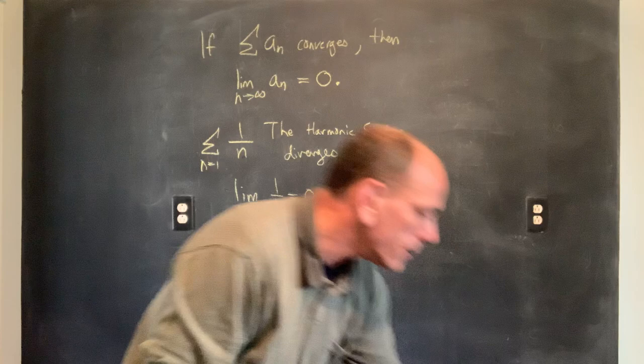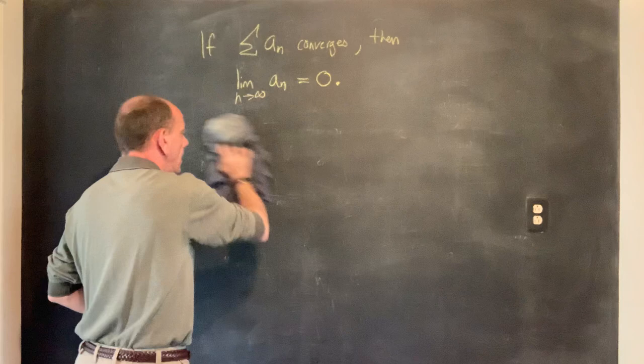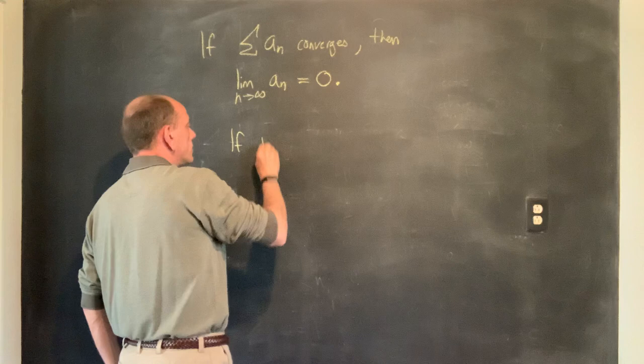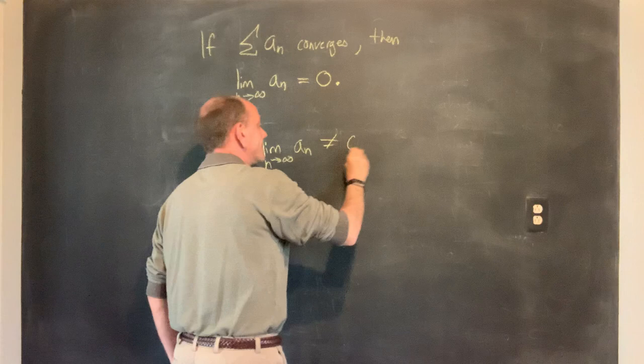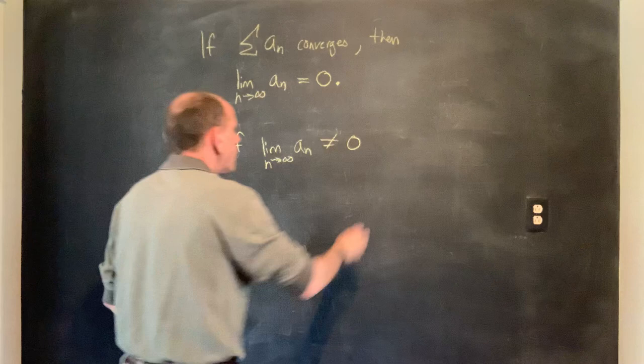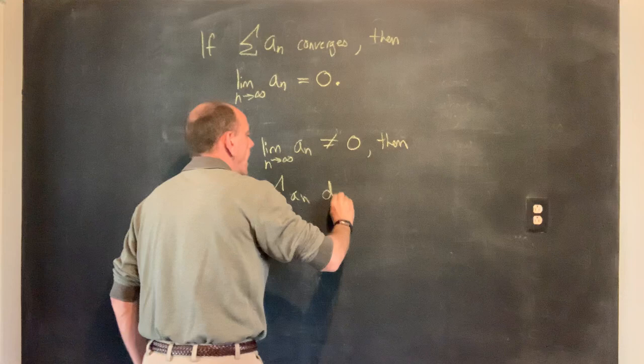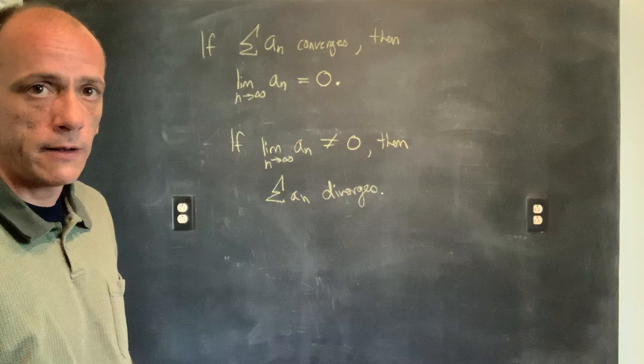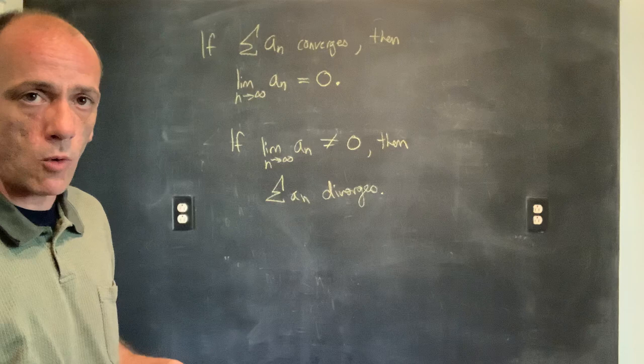So that gives us the divergence test, which is usually the first test that I'll apply to a series, because it's usually easier just to take the limit of the terms. If the limit as n goes to infinity of a sub n isn't 0, if it's anything other than 0, then the series a sub n diverges. Now, it's important to note that this is not a test for convergence in any way. Taking the limit and having it be equal to 0 is not enough. I'm going to need more work to do.